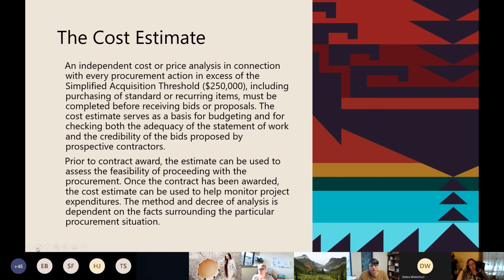Prior to contract award, your estimate can be used to assess the feasibility of proceeding with that procurement. You might be thinking you're going to spend $100,000 and it looks like everything is going to come in at almost $200,000. Well, you're not going to have enough money. Once that contract has been awarded, the cost estimate can be used to help monitor project expenditures. The method and degree of analysis, again, is dependent upon the facts surrounding that particular type of procurement situation that you have.